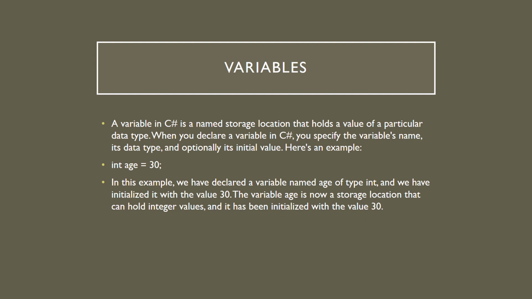A variable in C# is a named storage location that holds a value of a particular data type. When you declare a variable in C#, you specify the variable's name, its data type, and optionally its initial value. Here's an example. int age = 30. In this example, we have declared a variable named age of type integer and we have initialized it with the value 30. The variable age is now a storage location that can hold integer values.